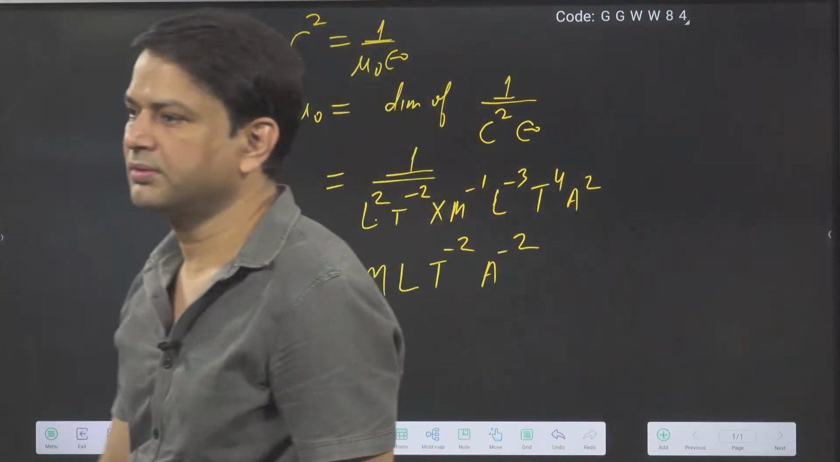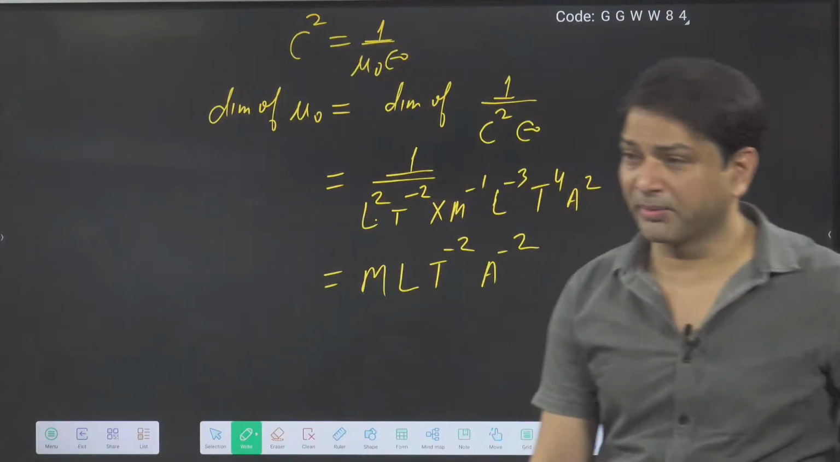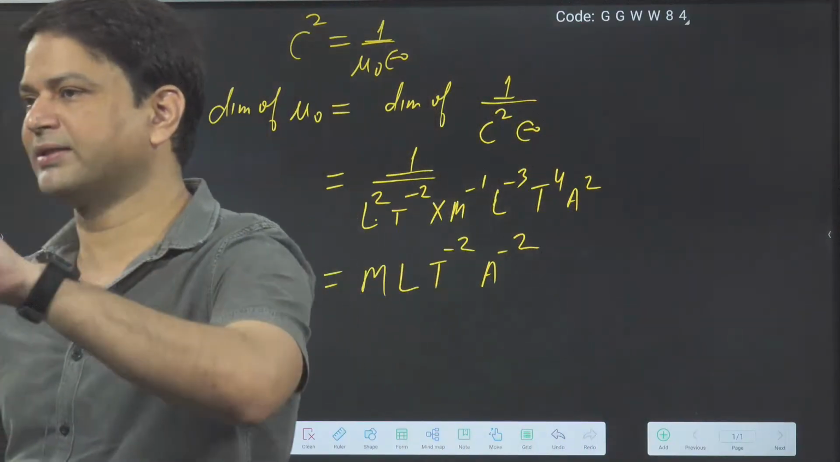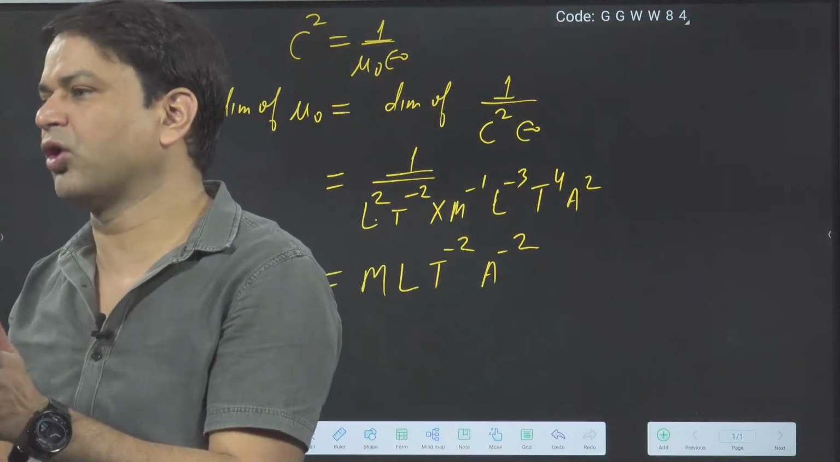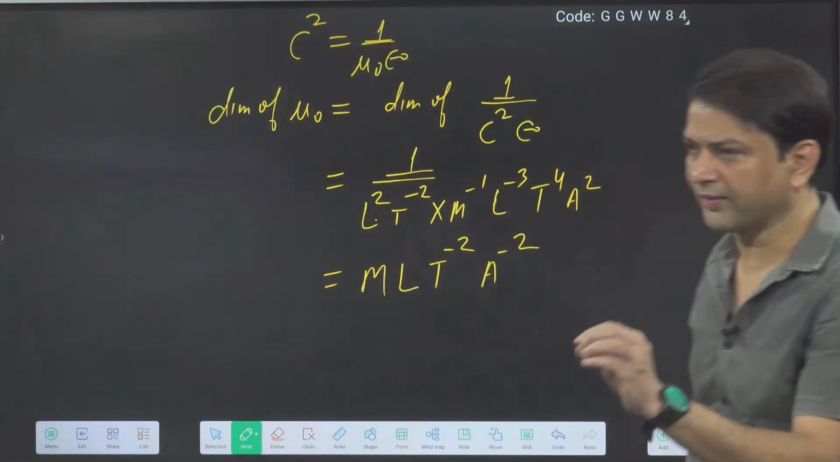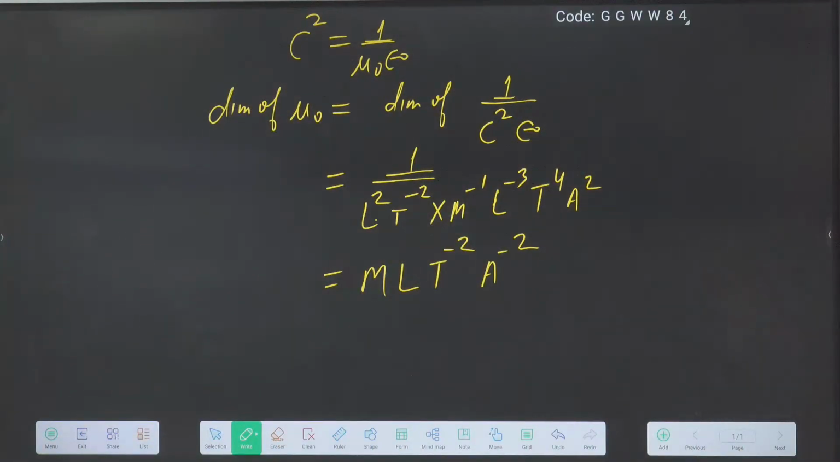Everybody got? So that's why I'm saying we will only remember very few dimensions, because that way we cannot remember power and everything. If you are mugging, then you will get confused in the exam. So it is better that we know how to find the dimension. Okay, completed?